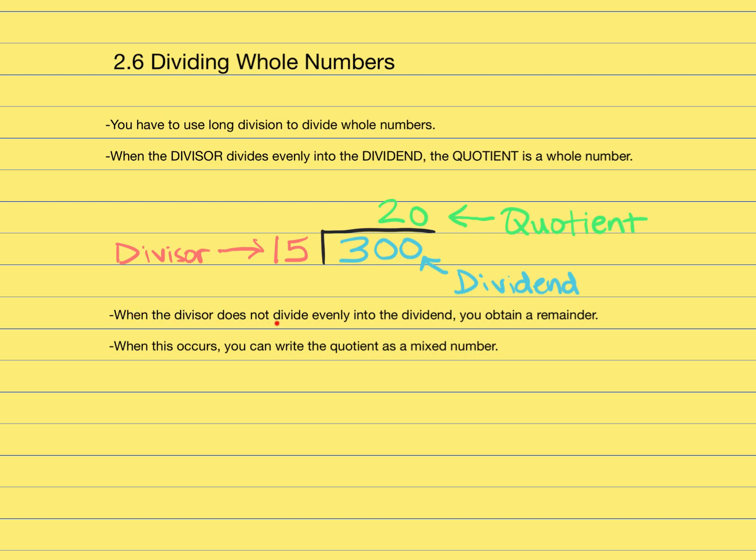When the divisor does not divide evenly into the dividend, you obtain a remainder. And when this occurs, you can write the quotient as a mixed number. So now instead of having that little R remainder like you probably learned in elementary school, we're now going to turn that into a fraction or a mixed number.